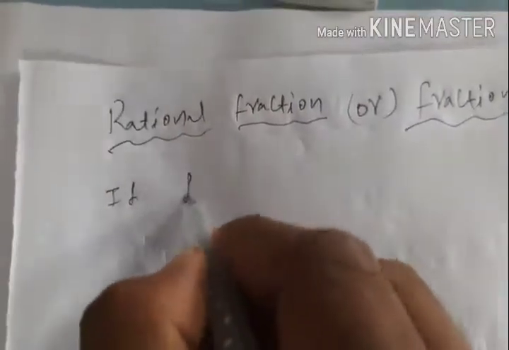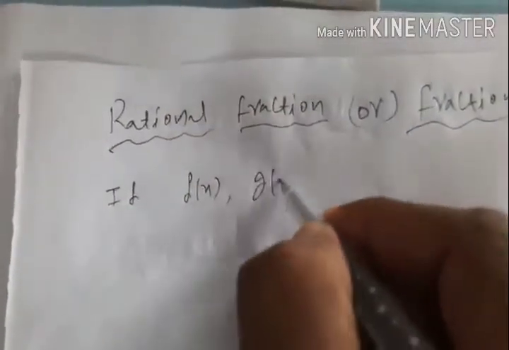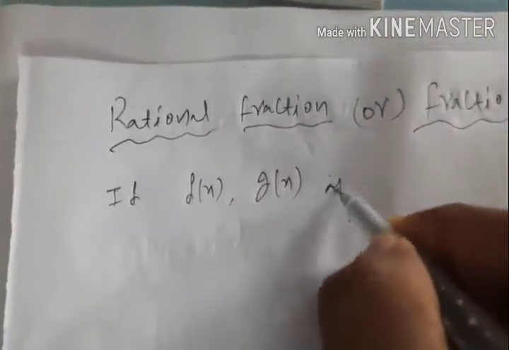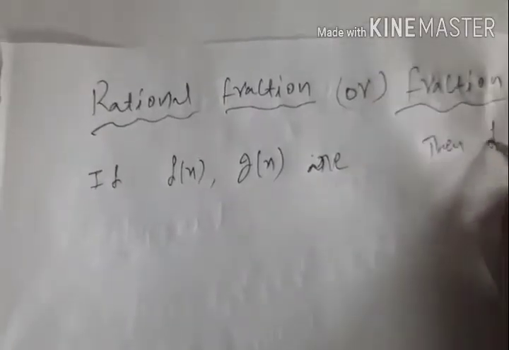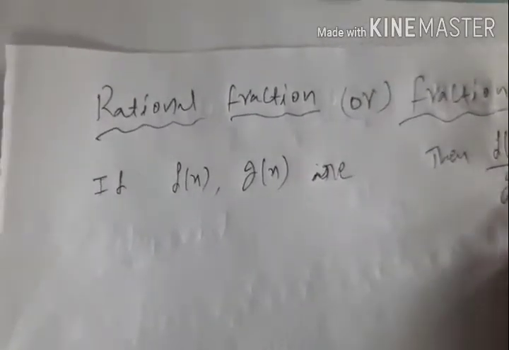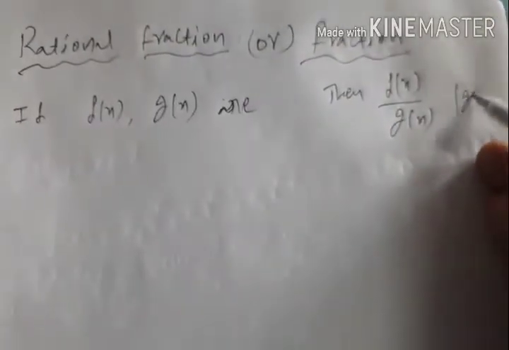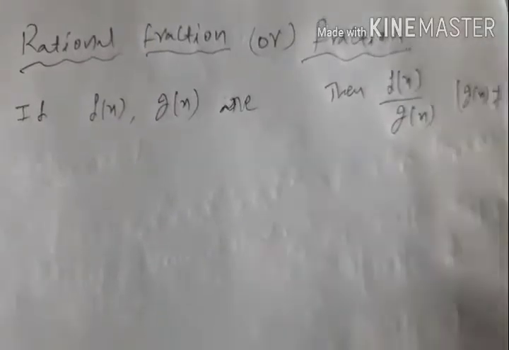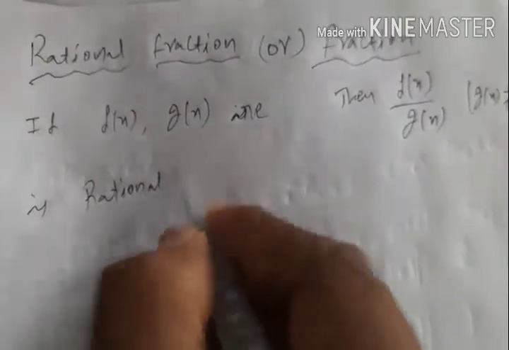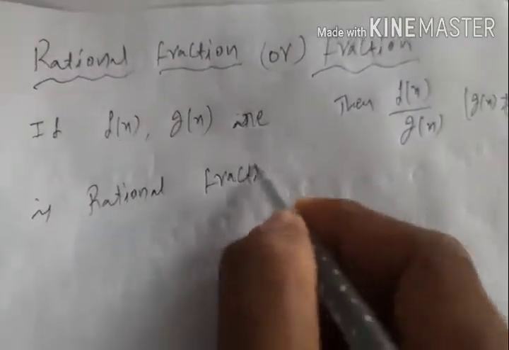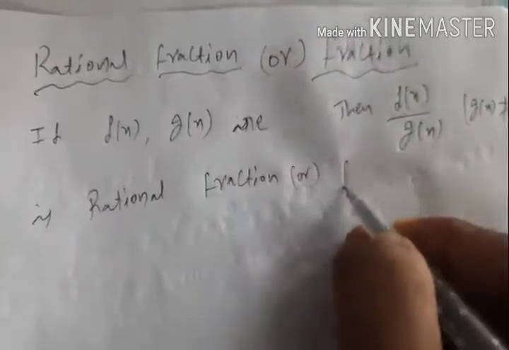In polynomials, what are rational fractions? If f of x, g of x are any two polynomials, then f of x by g of x, where g of x is not equal to 0, is called a rational fraction, or simply a fraction.